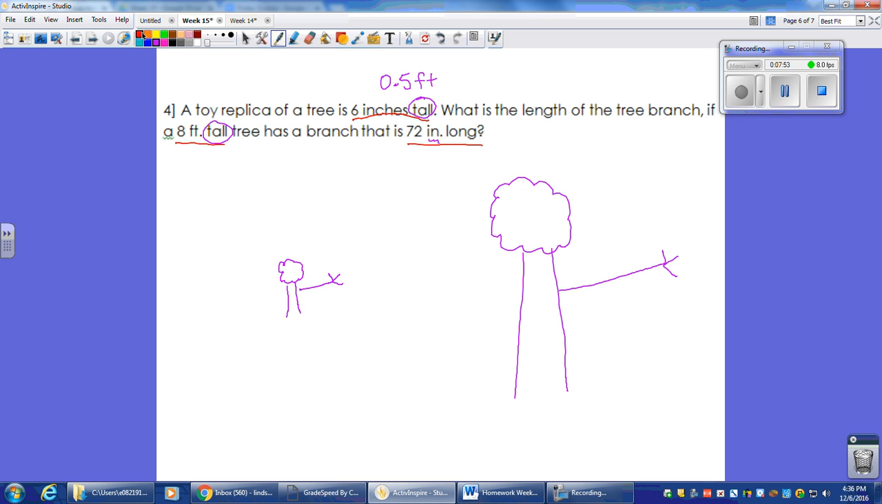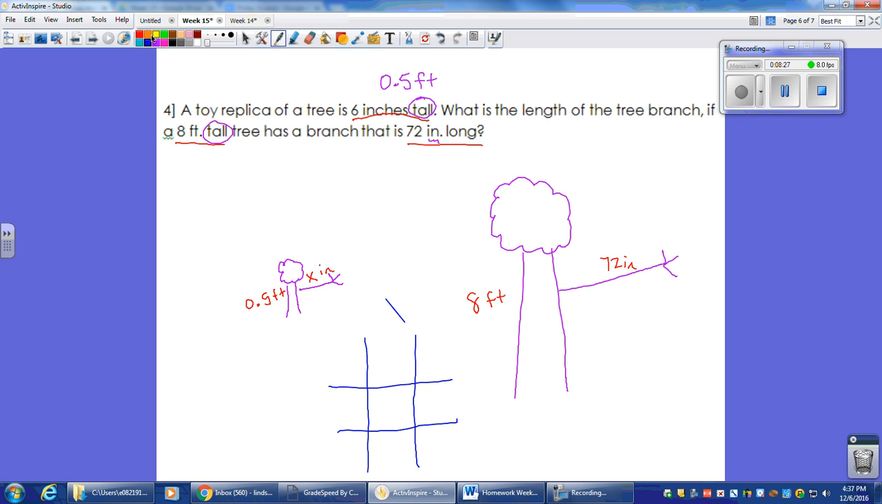And now we're going to fill in what we know. The height of the toy replica we found was 0.5 feet. And we don't know the length of the branch, so we're going to label this x. We know the height of this tree is 8 feet, and we know the branch is 72 inches. So the heights are both in feet, but the branch is in inches, so our answer needs to be in inches as well. So now we're going to set up our proportion using my tic-tac-toe method.